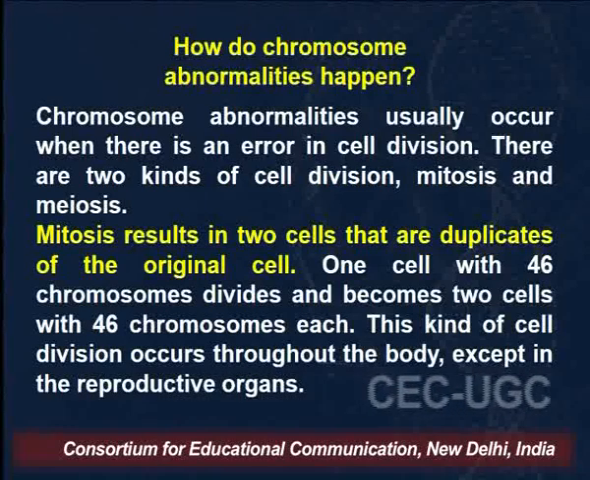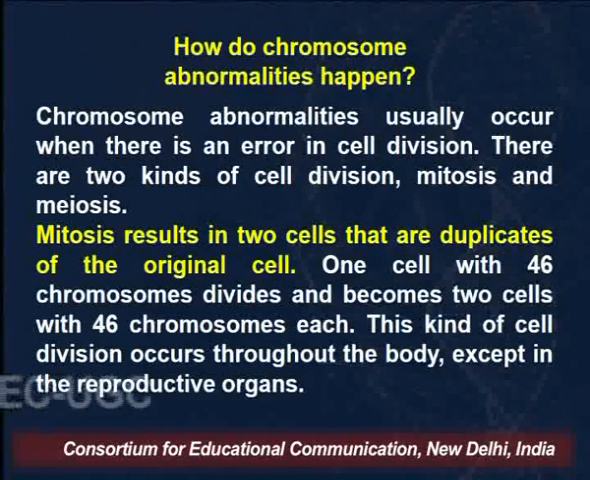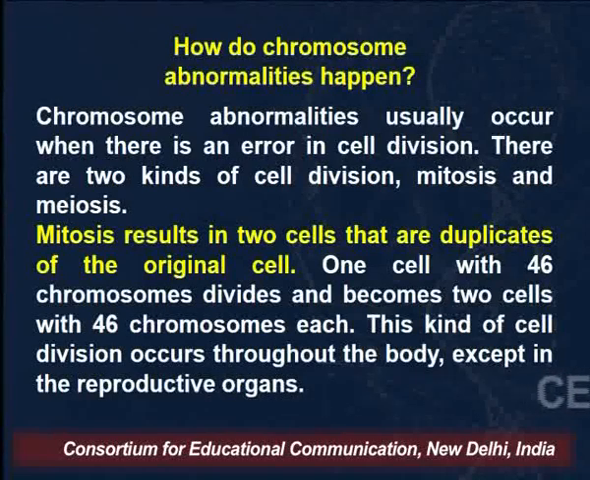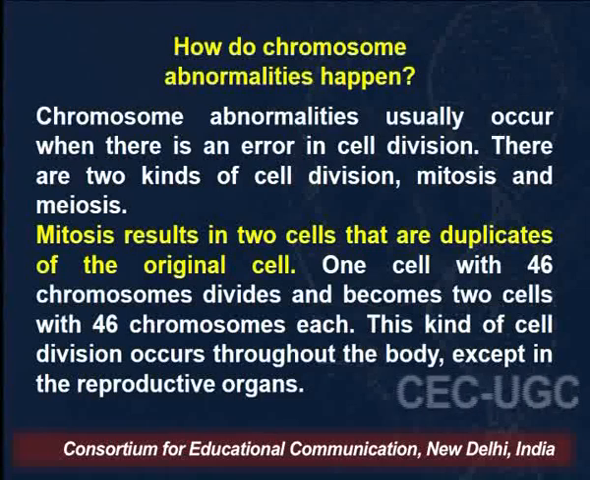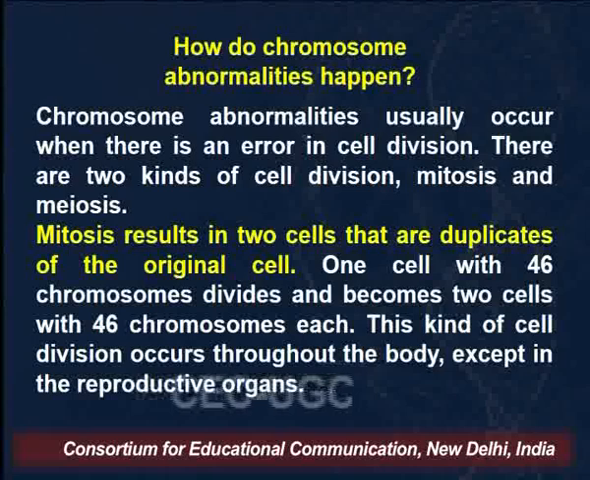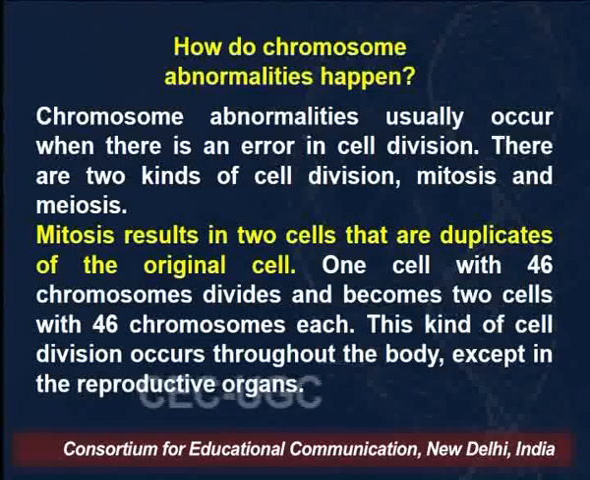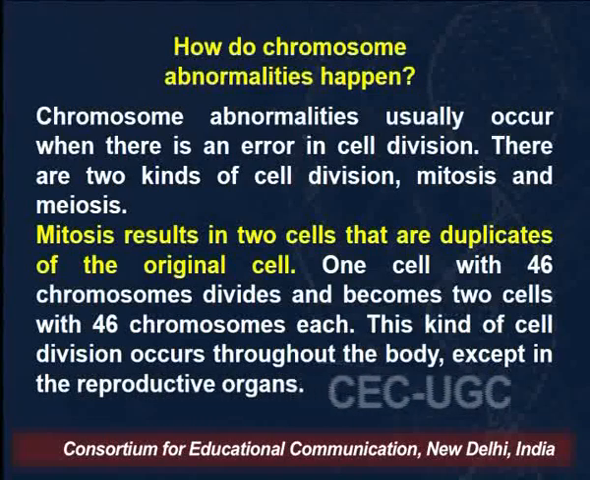Now how exactly and why exactly do these chromosomal abnormalities happen? One of the most important phenomena is called the non-disjunction of the chromosomes. As we know, there are two important mechanisms of cell division: one is called mitosis, the other is called meiosis. In mitosis, the two cells are duplicates of the original cell. So one cell with 46 chromosomes divides and becomes two cells with 46 chromosomes each. So the chromosome number is stable and equal in both cells. This is the mitosis process.